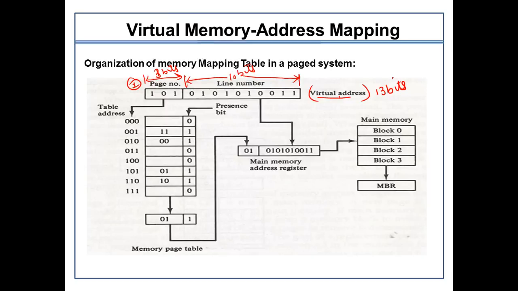Now, this is actually a virtual address register. The data is placed in the virtual address register. From this particular register, the data will be shifted into the memory mapping table. So this is the memory mapping table.